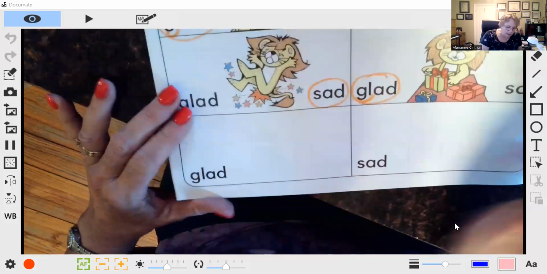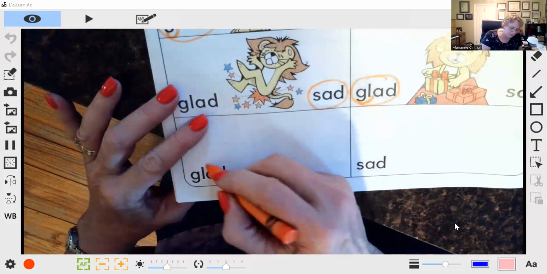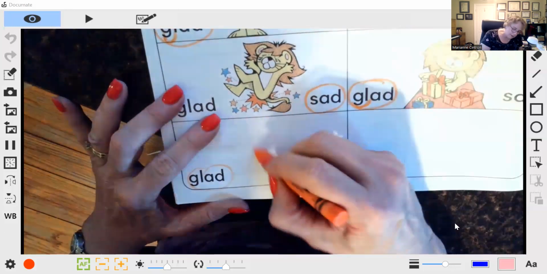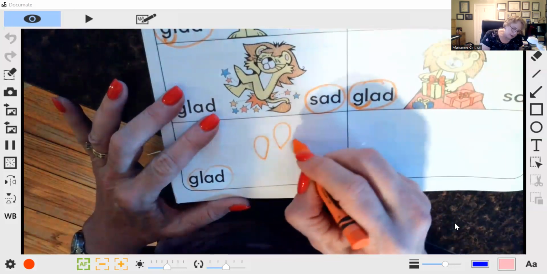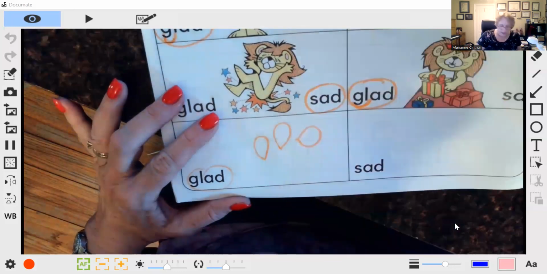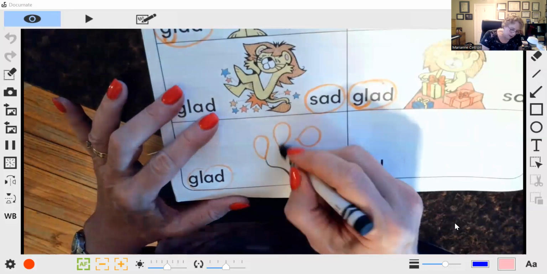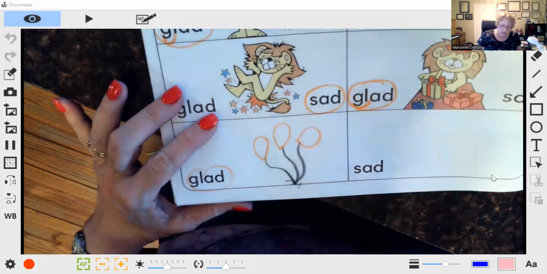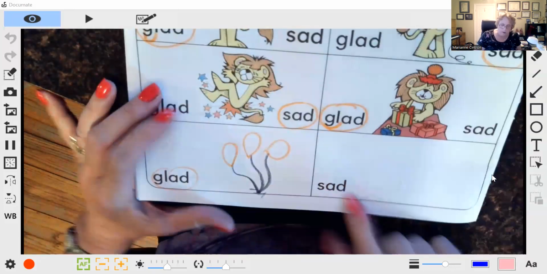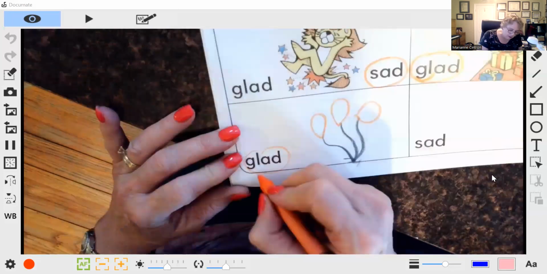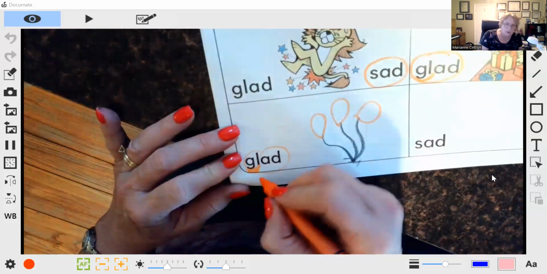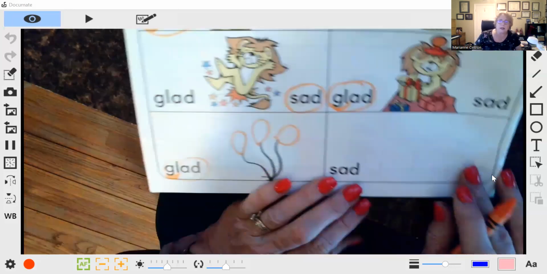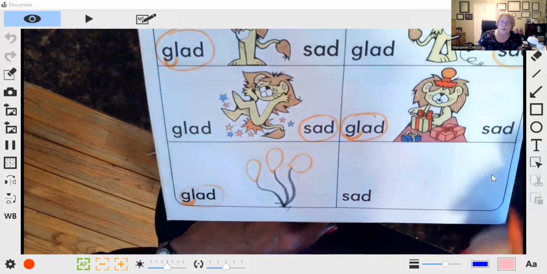And then what else makes you glad? Maybe balloons. Balloons make me glad because they mean there's a party. And then what am I going to do to glad? This is my own little addition. Let's scoop it there because it's a blend or a digraph. And that's going to come up in 2nd grade, or 1st grade, sorry.